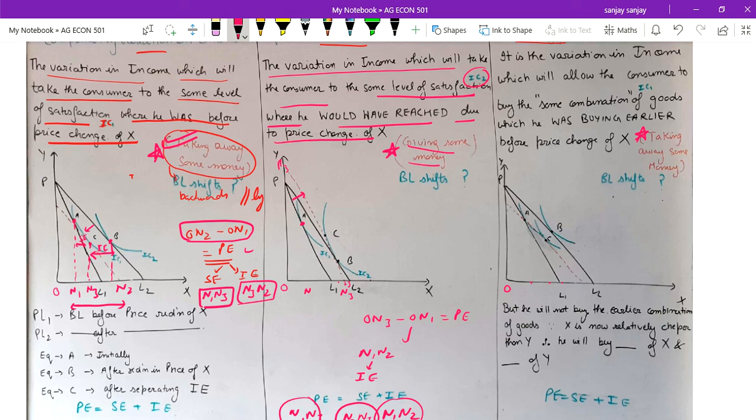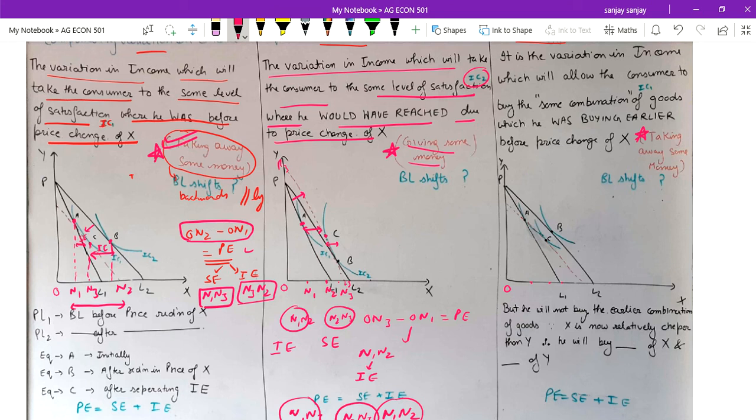Okay, it moves parallelly to PL1 and it will become tangent to IC2 at C, and this much is called as income effect and this much is called as substitution effect. Due to us giving him money, his real income increased, he is buying N1, N2 more of X, and because the price of X has reduced, he will buy N2, N3 more of X because it has become relatively cheaper than other goods. This is income effect here and this is substitution effect here.